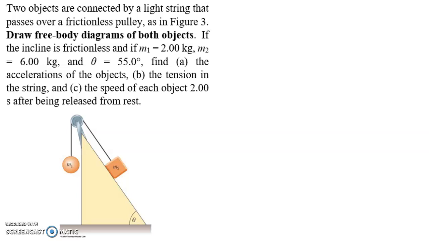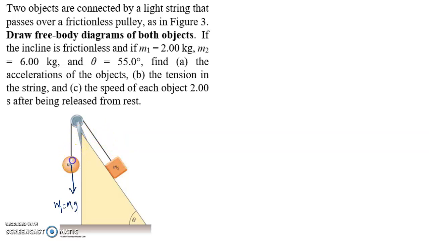Let's firstly draw the free body diagrams of both objects. In this case, I will be drawing the free body diagram inside of the figure, given that the figure is large enough for us to put as much information as possible. For the first one, mass 1 equal to 2 kg, definitely there will be weight in the downward direction, so W1 is equal to m1 multiplied by g.